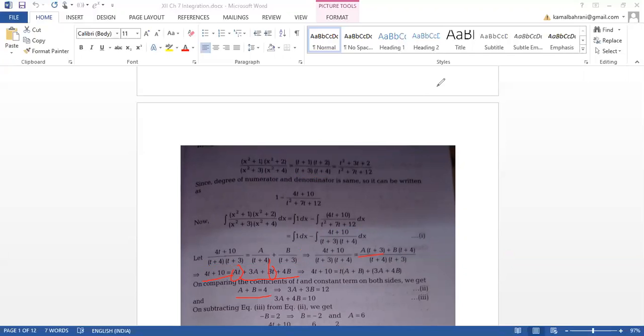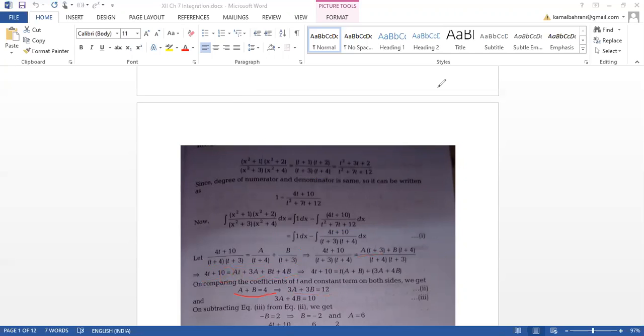Same way, see the constant terms. We have 3A plus 4B, which is equal to 10. So the second equation is 3A plus 4B is equal to 10. Wait a minute, it is 4B, not 3B. This was written by mistake. Clear? 3A plus 4B is equal to 10. Now you have two equations.